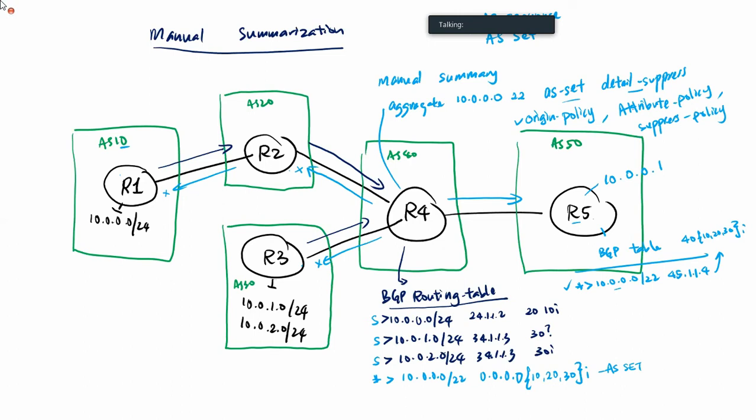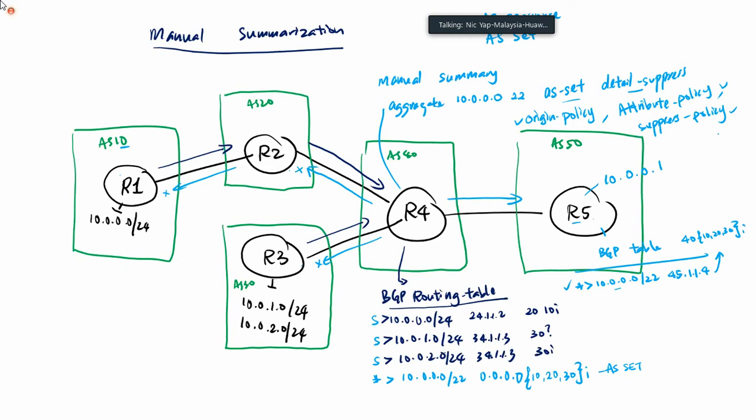Attribute policy is, let's say you want to change the attribute after the aggregation is done. After aggregation, I want to tag the community numbers into this summary address. Then I can use the attribute policy behind the aggregation. This one is changing the attribute of the aggregation route. And the last one is the suppress policy. It means that suppress policy and the detail suppress are similar. Detail suppress, I suppress everything.